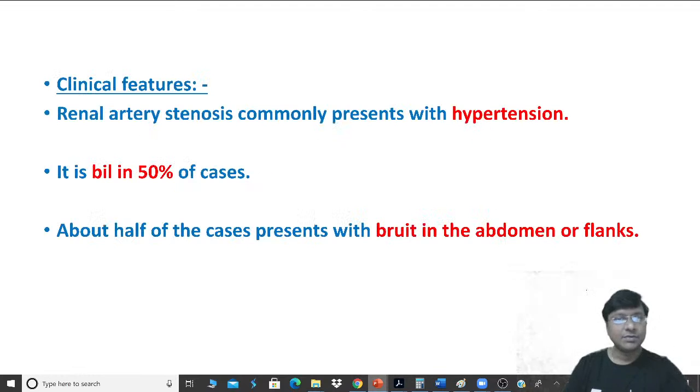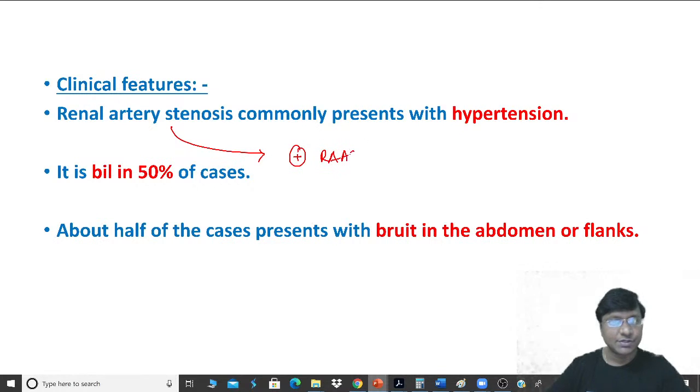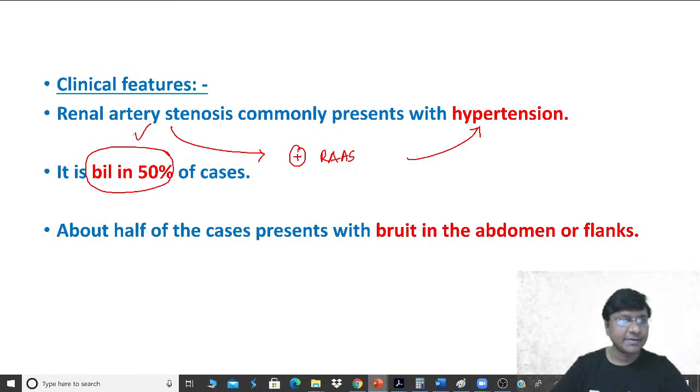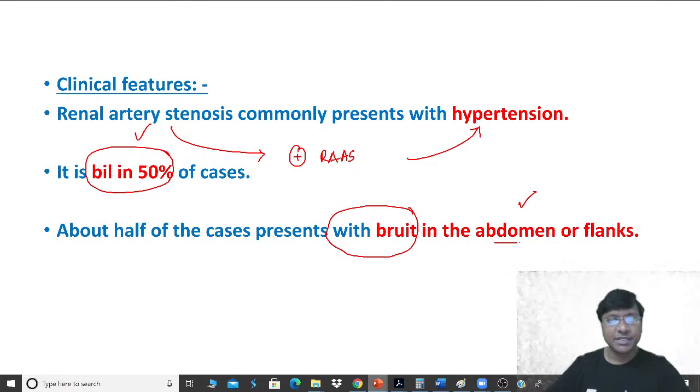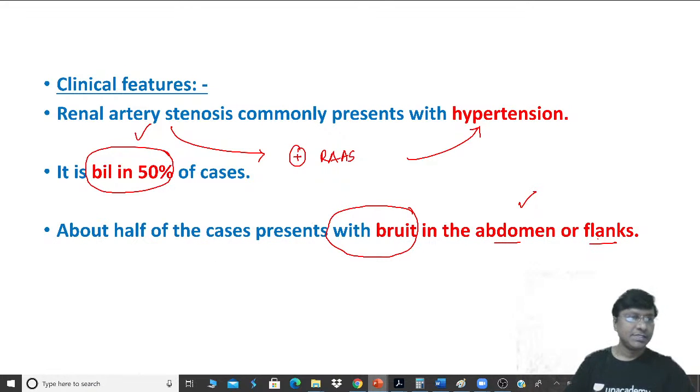Now the next important thing is the clinical presentation of renal artery stenosis. In these patients there will be activation of the renin-angiotensin-aldosterone system, so they present with hypertension, and most of the time the renal artery stenosis is bilateral. When you auscultate the abdomen, you will hear a bruit in the abdomen or the flanks. That is the presentation in renal artery stenosis.